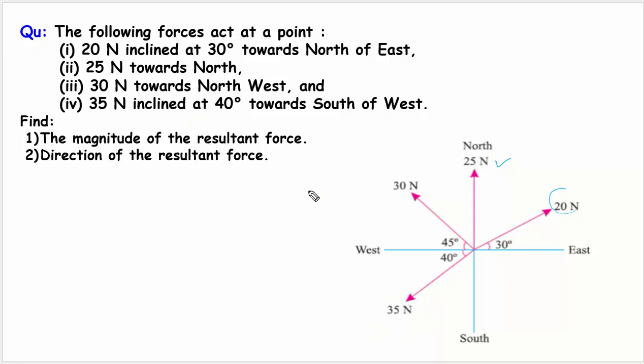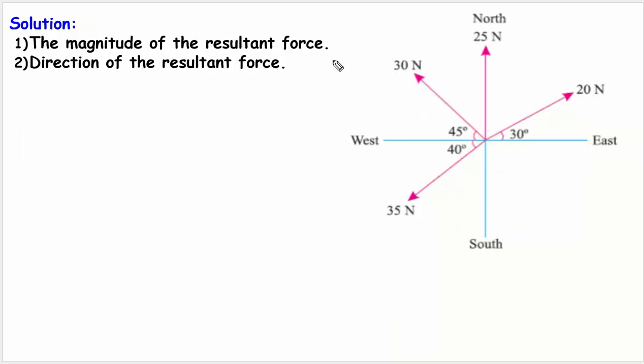So we have got a system of coplanar concurrent forces. All of these forces are passing through the same common point. And we have to find the magnitude of resultant force as well as the direction of resultant force. So let's find out the magnitude as well as the direction of the resultant force.